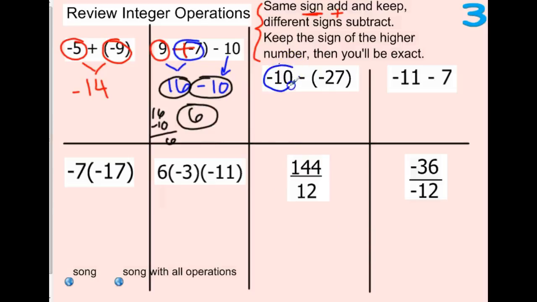Same thing here, negative, and then two negatives make a positive. The opposite of a negative is a positive. So we have a positive and a negative. Okay, here we have different signs. We're really going to subtract them. 27 minus 10 will give us 17. And then keep the sign of the higher number. 27 is a positive number. It's the biggest, so it's a positive 17.